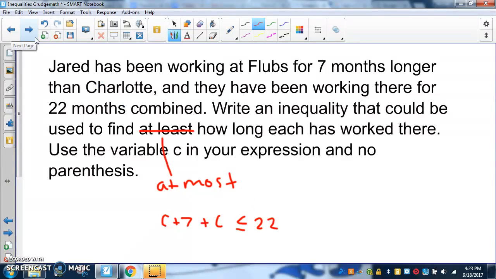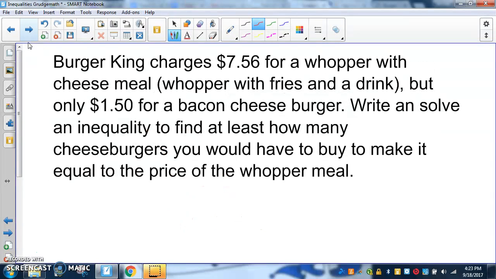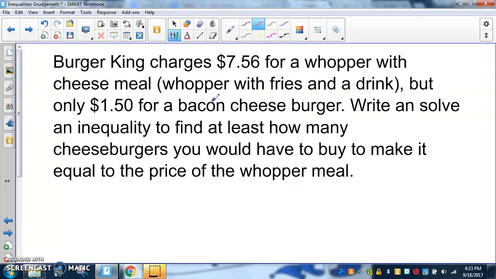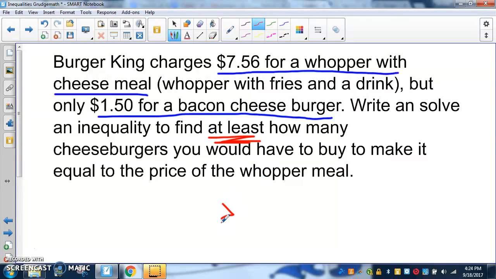Okay. However, there is another thing we might do. Sometimes, rather than just having something that's pretty much the same thing as an equation and just changing it to an inequality sign, I have something that's entirely different that we haven't seen before. And this is where we have two expressions and we compare them using an inequality. So I have this Burger King problem where they charge $6.56 for a Whopper meal, but only $1.50 per cheeseburger. If I want to know, again, at least, that magic word, greater than or equal to, I want to know at least how many cheeseburgers you need to buy to equal a Whopper.